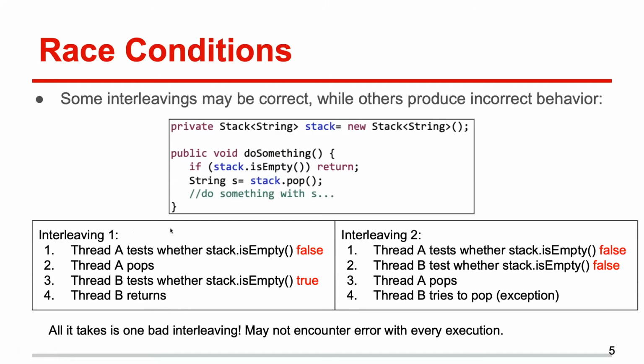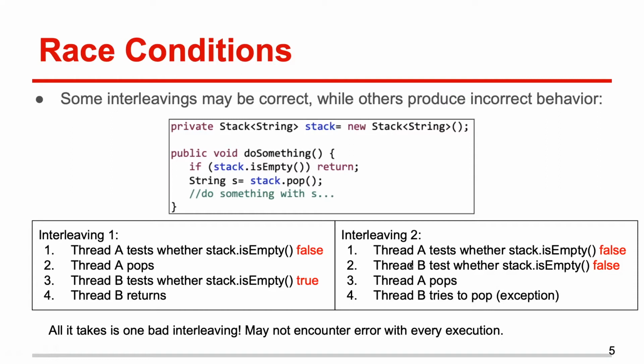If we have, say, two threads that are trying to call this doSomething method, which checks if the stack is empty and then tries to pop the first element and do something with it, we can see that there's one interleaving in which the first thread tests whether the stack is empty and then pops, and then the second thread does the same. When that second thread does it, and say there's only one element on the stack, it finds that the stack is actually empty and it can return.